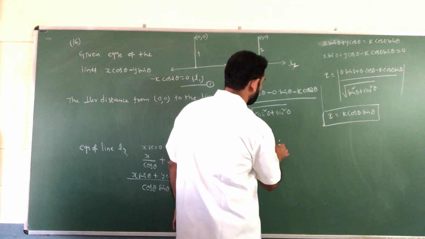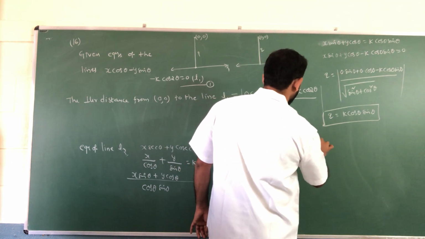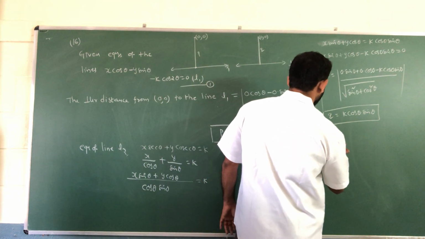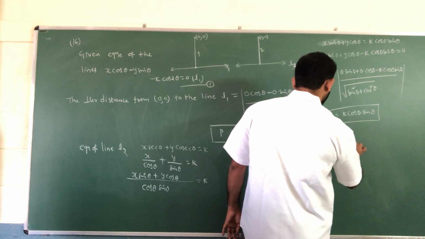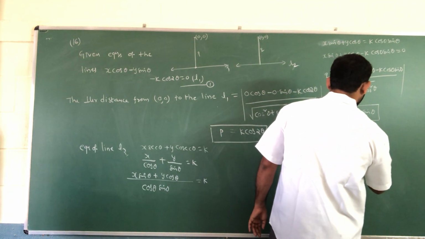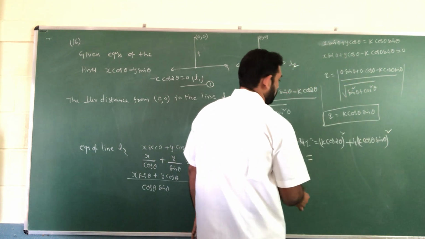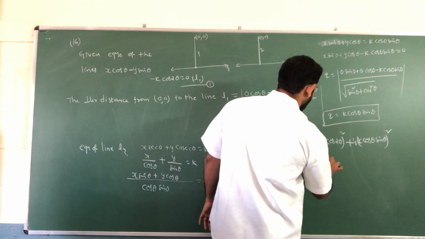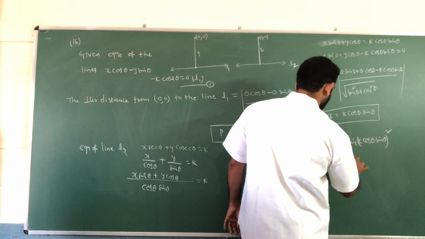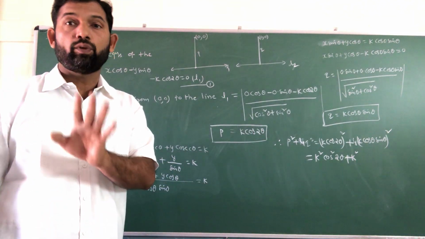Now p square plus 4q square equals p square value. What is the p square value? k cos 2 theta whole square, plus 4 into q value, so k cos theta sin theta whole square. So this is k square cos square 2 theta. Here, p value and q value substituted. You are going to prove that it is k square.